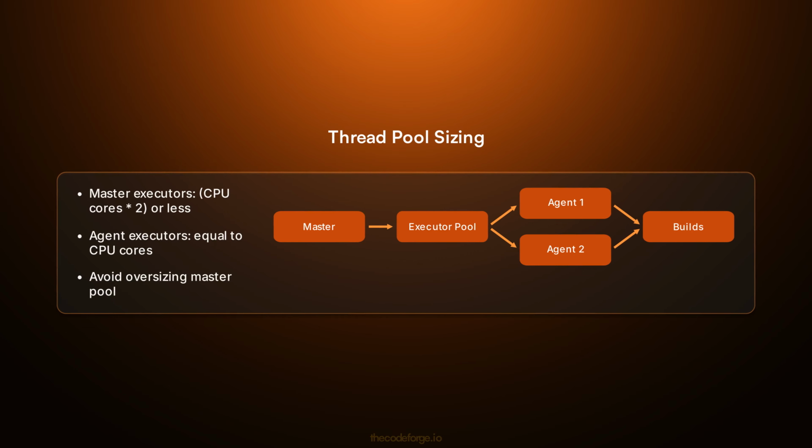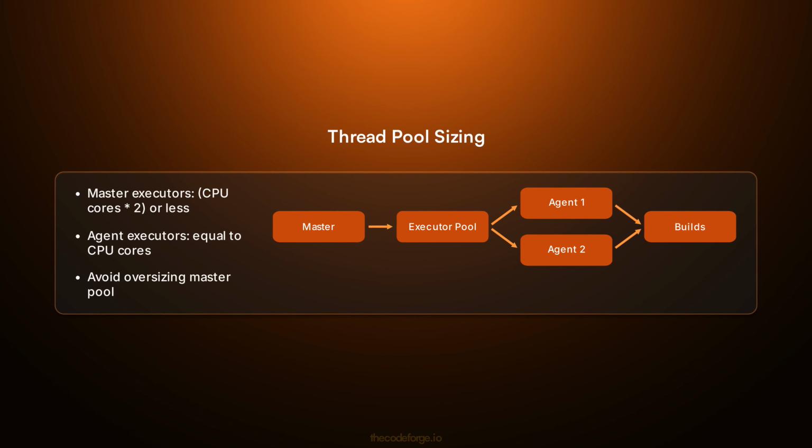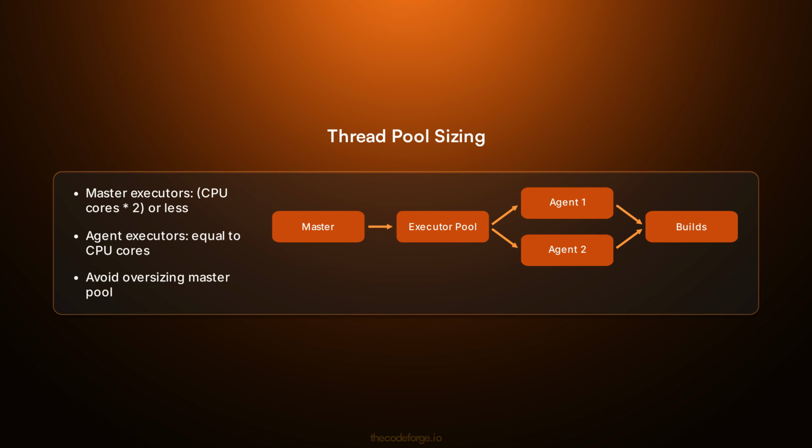Thread pool sizing is critical. The master should have few executors, typically 8-16 on a 32-core machine. Agents should have executors equal to their CPU cores. Oversizing the master pool causes thread contention and GC overhead.